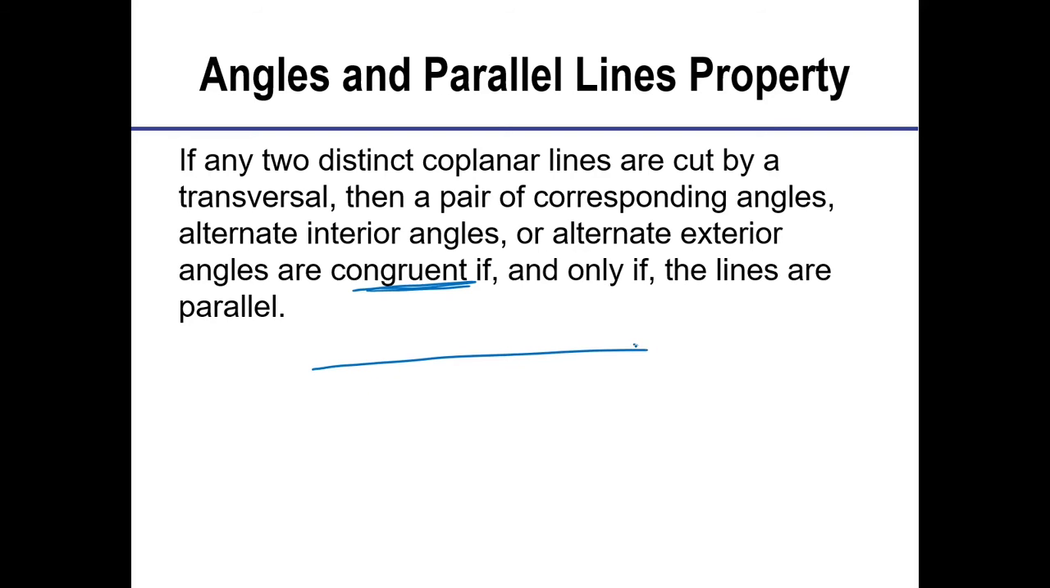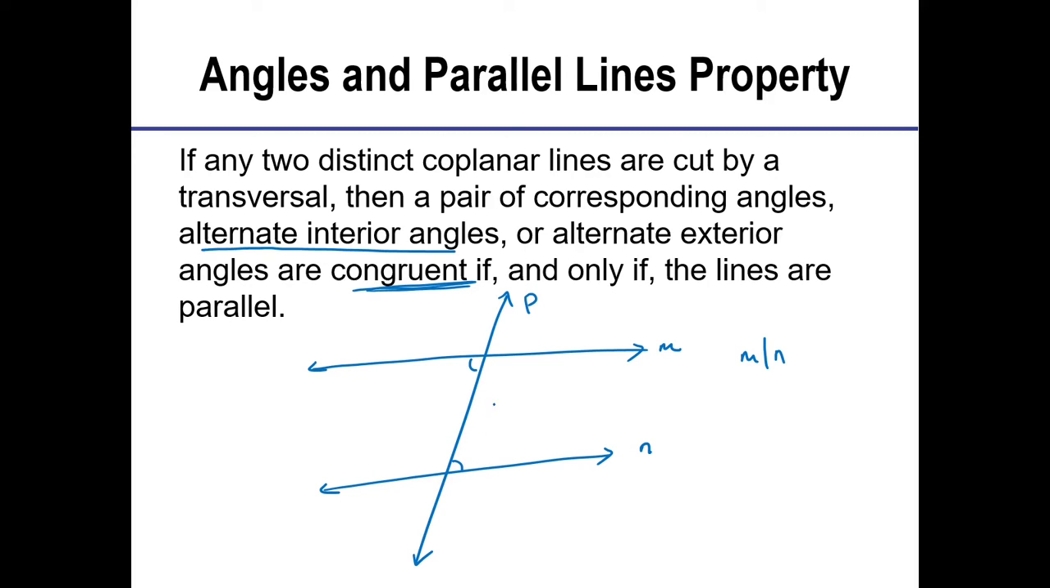Let's consider the lines M and N, and let's suppose line M is parallel to line N, and we'll cut it by a transversal, the line P. According to the theorem, alternate interior angles are congruent. This angle is congruent to this angle. And finally, these two angles are congruent with one another. Alternate interior angles are congruent.